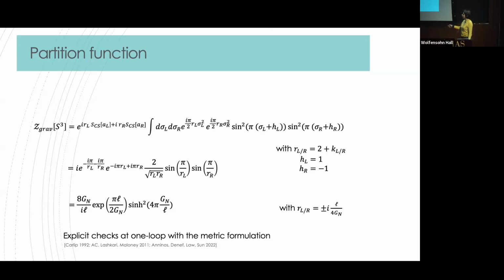There's a background value for the connections, and then if you do the large G Newton expansion here, the large K expansion, you will see the one loop correction, and then you can also check it with a one loop correction on S3. And this was done a long time ago, so this is not new.